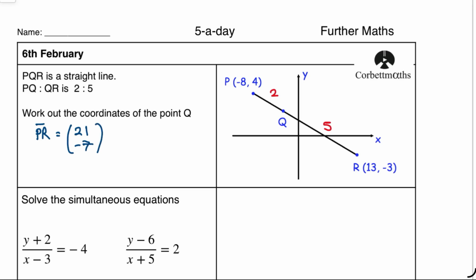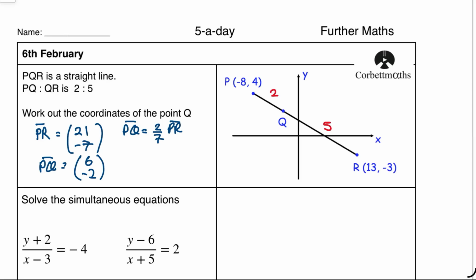Now, P to Q is 2/7, because I've got 2 parts and 5 parts, so 7 parts overall. So P to Q is 2/7 of P to R. In other words, 1/7 of 21 is 3, times by 2 is 6. And 1/7 of -7 is -1, times by 2 is -2. But that's to get from P to Q, and I want the point Q.